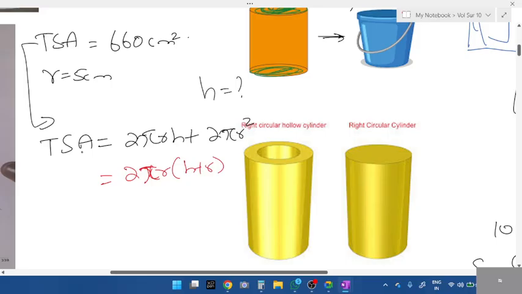H plus r. Total surface area 660, r is equal to 5 centimeters. So 660 is equal to 2 into 22 by 7, into r. What is r? 5 centimeter, into h plus 5.